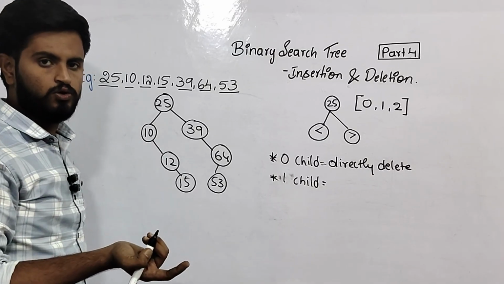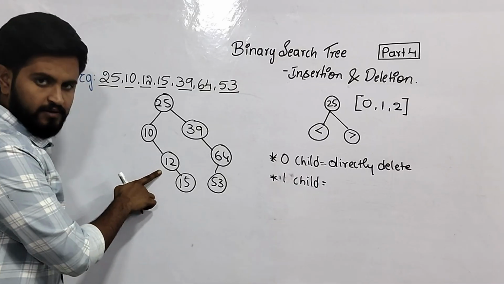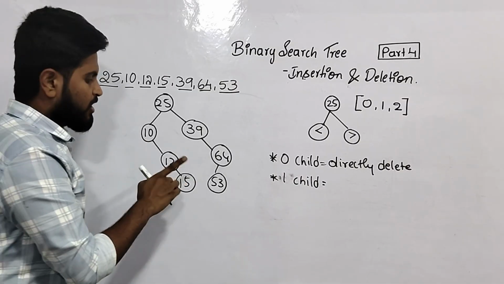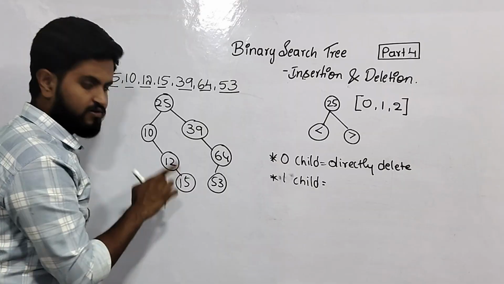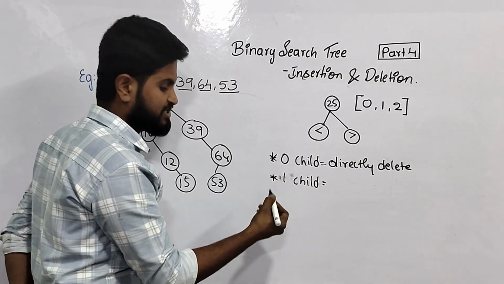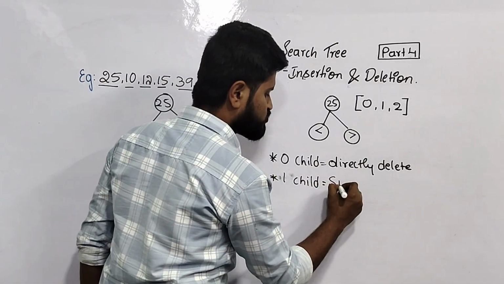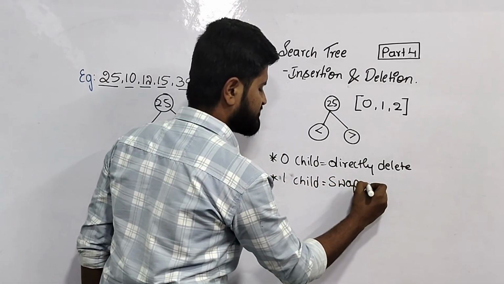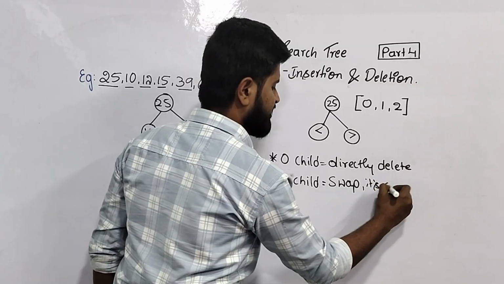In this scenario, how to solve? First, let's solve for 12. If I want to remove 12, how to remove it? Because 12 has 1 child. Now, if I want to delete a node which has only 1 child, I will swap that node with its child.